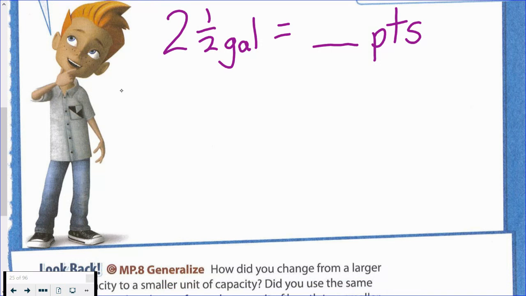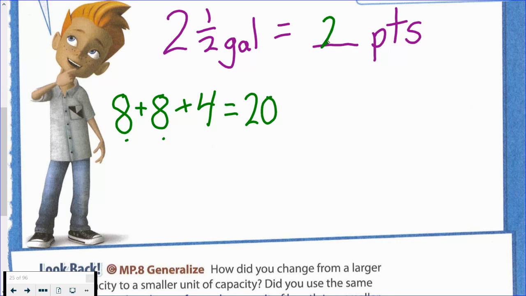So we have 8 pints in the first gallon plus 8 pints in the second gallon. But then we have half of a gallon. Well, we know half of 8 is 4. So 8 plus 8 is 16, plus 4 more, 17, 18, 19, 20. That's 20 pints. So you could solve this using your gallon guy or gallon gal picture.